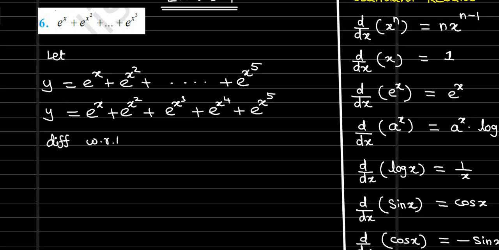Differentiating with respect to x. Here the left hand side function, that is y, if we differentiate with respect to x, we will get dy by dx. Now let's proceed with the differentiation of the right side part. And on the right side you can see the terms, right? So each term individually we need to differentiate. So now let's take the first term, that is e power x.